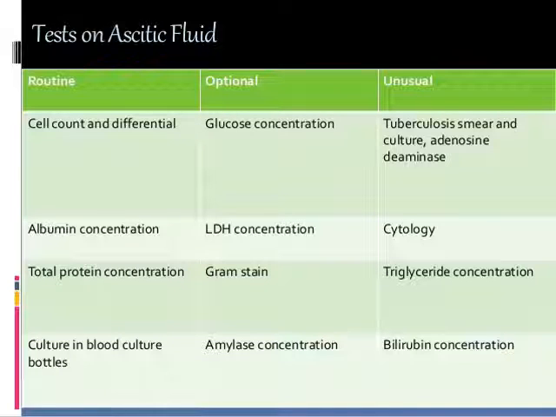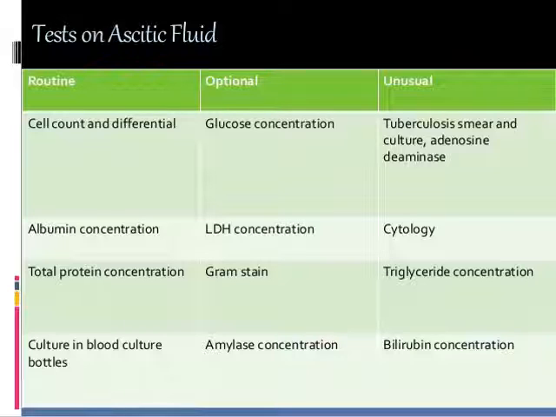Diagnostic ascitic fluid sampling is essential to test. There are routine tests, optional tests and unusual tests. What are the routine tests for ascitic fluid? Cell count and differential count, albumin concentration and total protein concentration, culture in blood culture bottles.